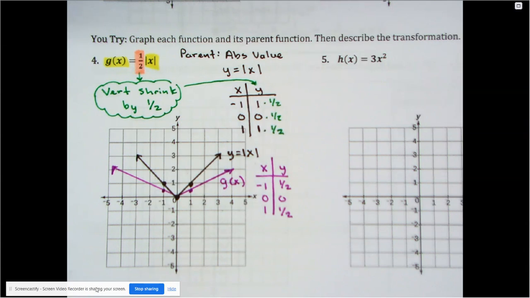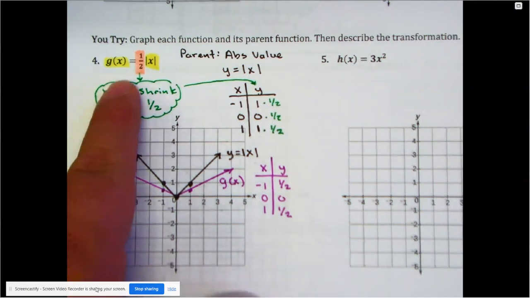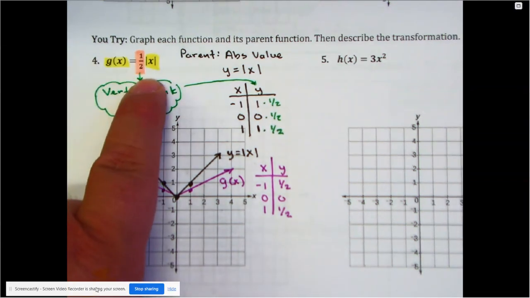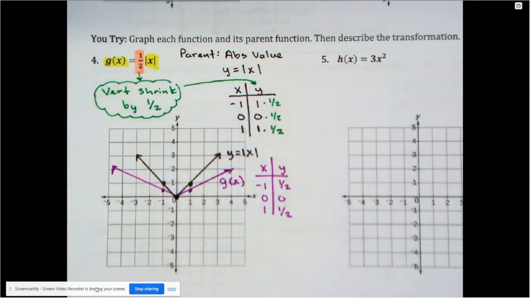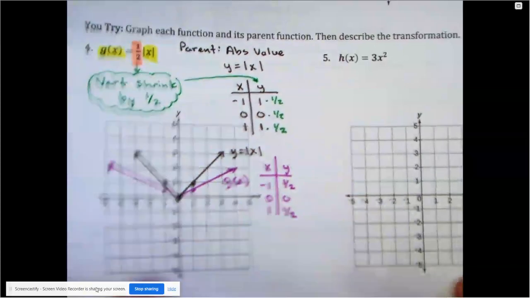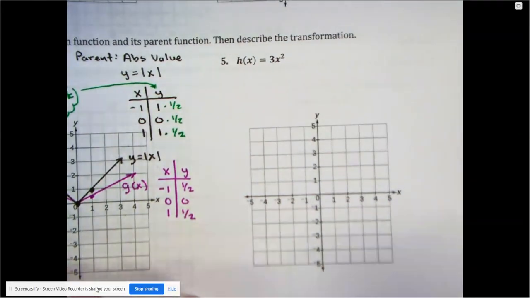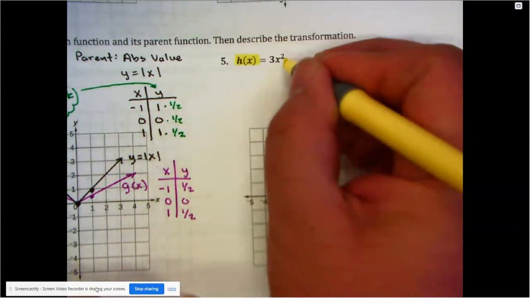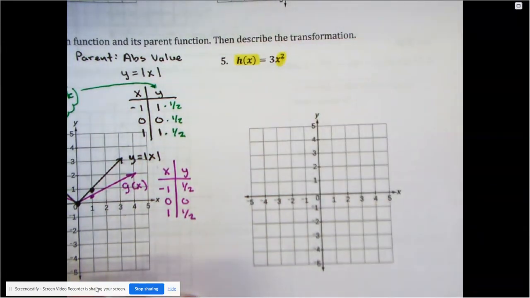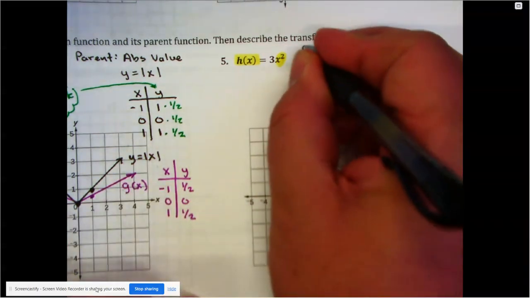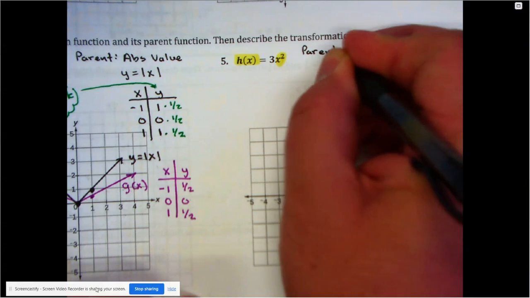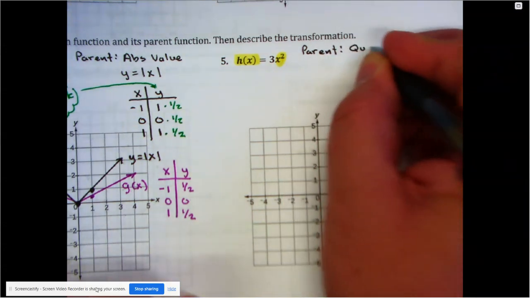But again, we have to be able to look at an equation and say, I know what this equation looks like. And then we have to know what every number does to that function. So look at number 5. Looking at number 5, once again here, we see that power of 2. So right off the bat, we should know exactly what kind of function this is. This is a quadratic function. So the parent is the quadratic. That's the family it's related to.